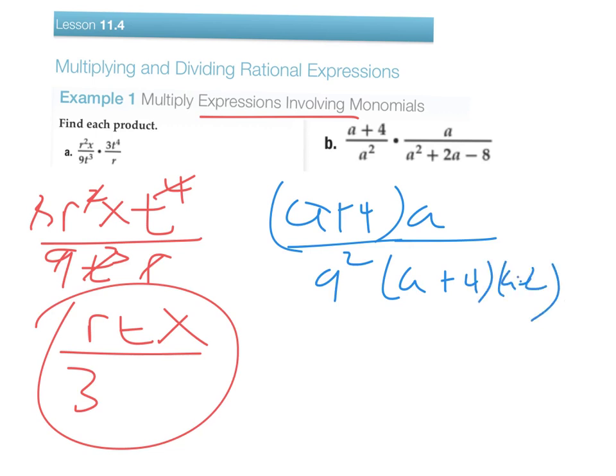And so the a plus 4's cancel, and one of the a's cancels, so I'm left with a 1 on top. And on the bottom I have an a, but I have an a plus 2. And so there's my answer after multiplication. So we want to divide.